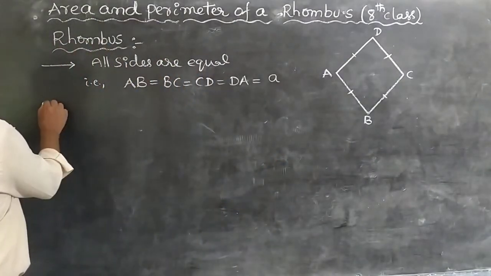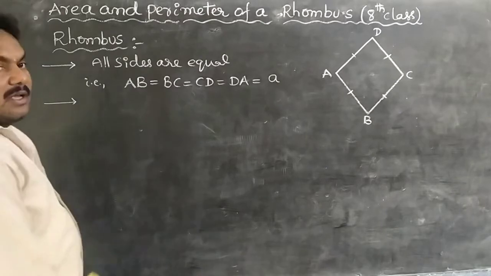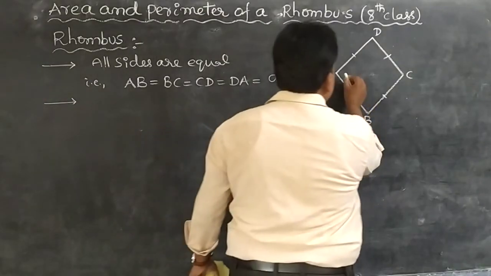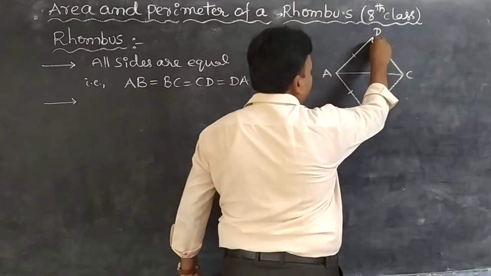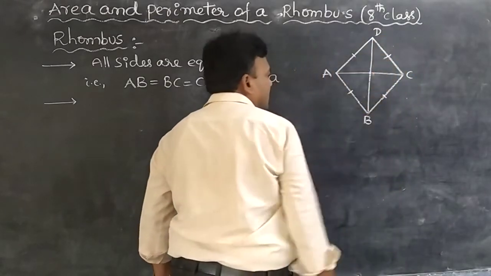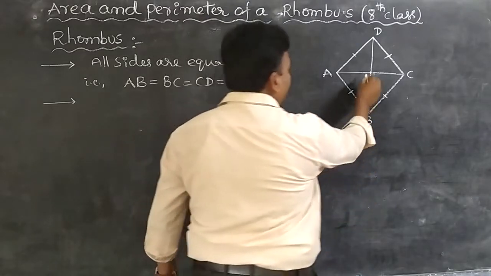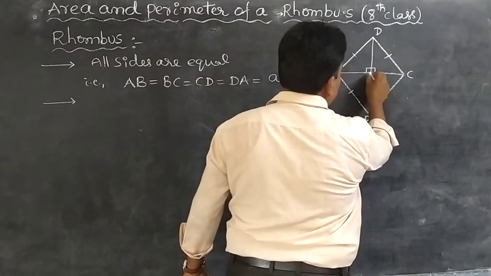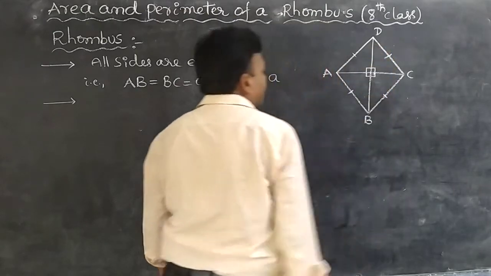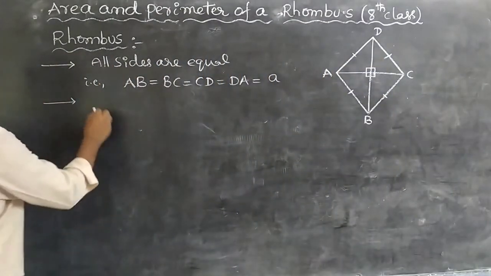And the second one: diagonals are not equal. Which are the diagonals here? Observe carefully, students. AC is a diagonal, BD is also another diagonal, isn't it? And they bisect perpendicularly. Here it is, students, and downside also. I take this information also.